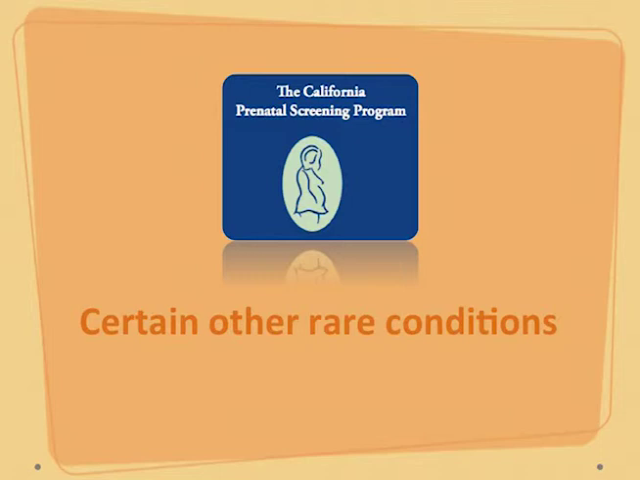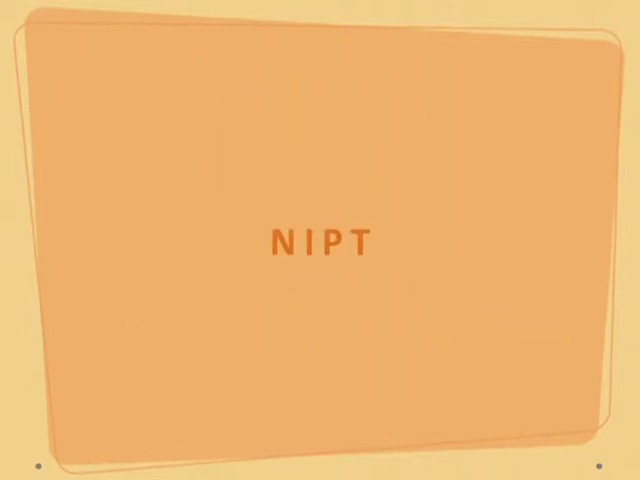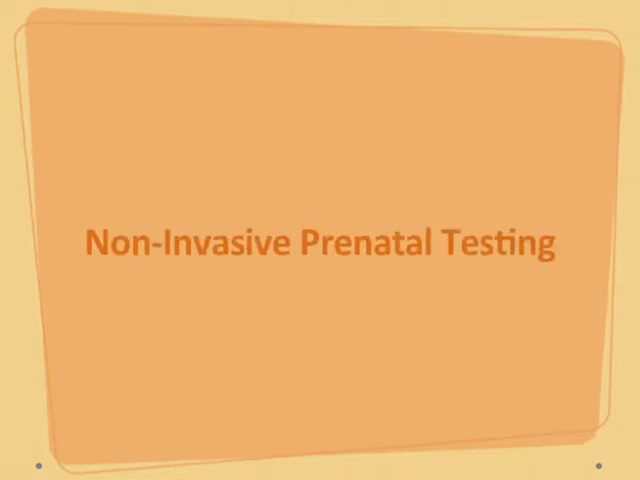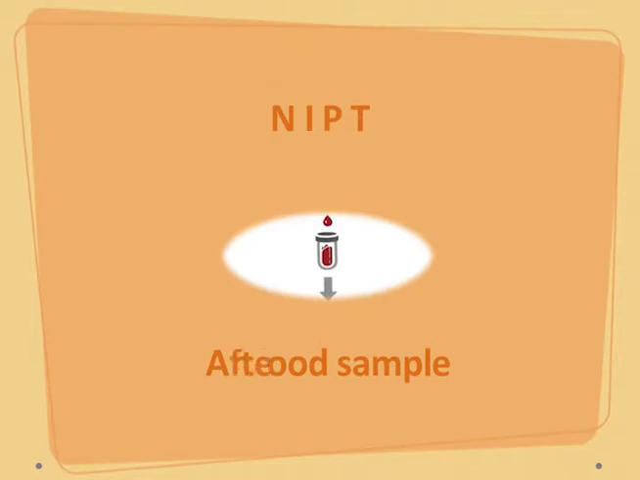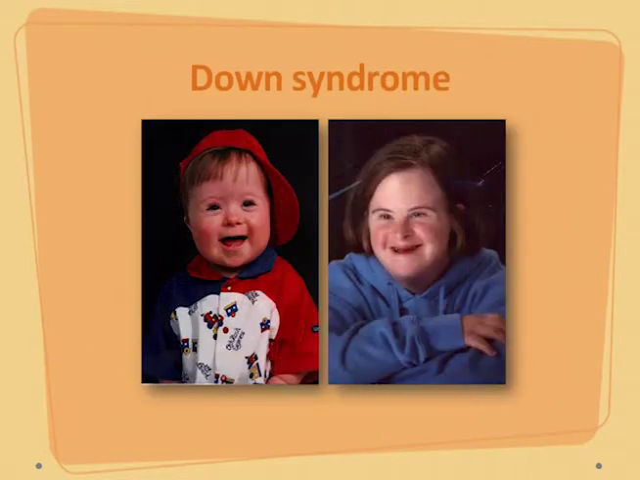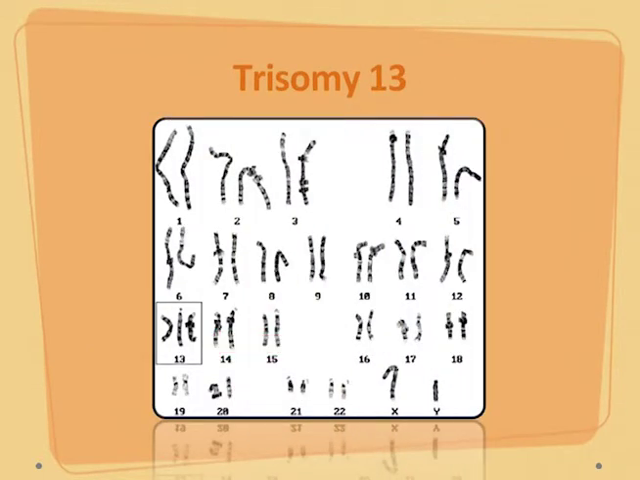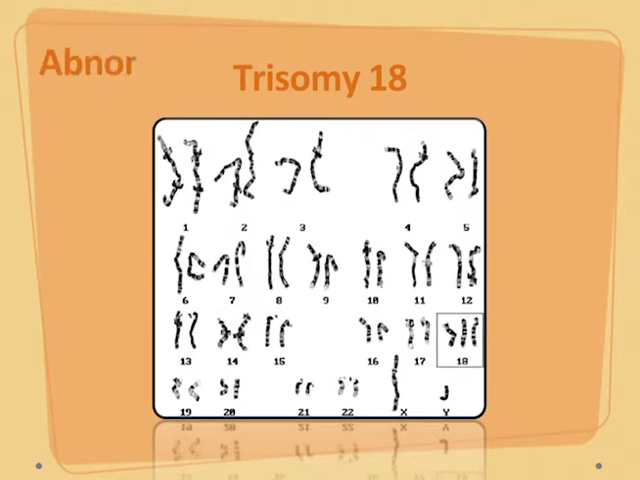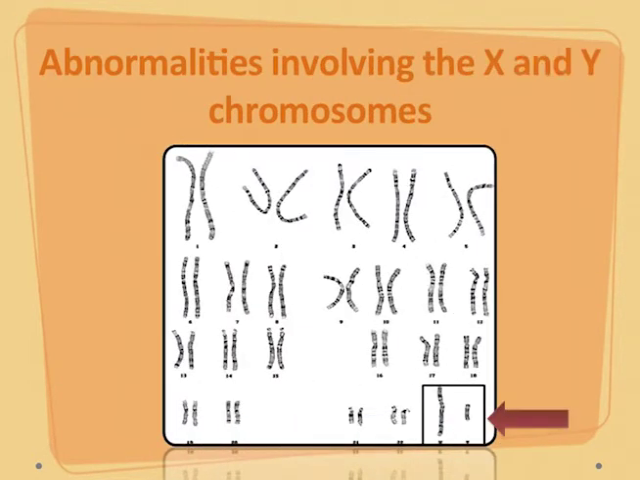The most recent screening test available is called NIPT, or non-invasive prenatal testing. This test uses a blood sample drawn from the mother after 10 weeks of pregnancy to measure small amounts of the baby's chromosomes in the mother's blood. The test can determine the possibility that a baby may have Down syndrome, trisomy 13, or trisomy 18. Abnormalities involving the X and Y chromosomes may also be included in the test.